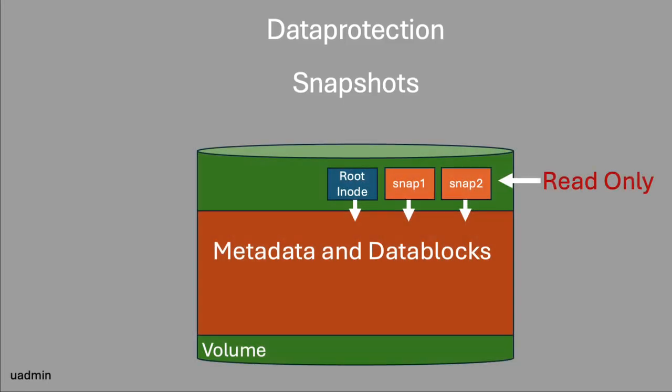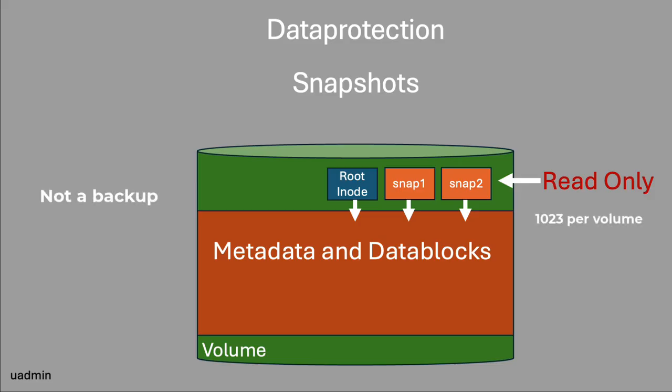Now, we've seen that client data will be stored in flexible volumes, but how do we protect these volumes? At the heart of ONTAP data protection lies the snapshot. A snapshot is a point-in-time copy of the root inode of any particular volume. We've already seen that the root inode is the administrative starting point of the volume, and a snapshot is a read-only copy. So a single volume can have up to 1023 snapshots.